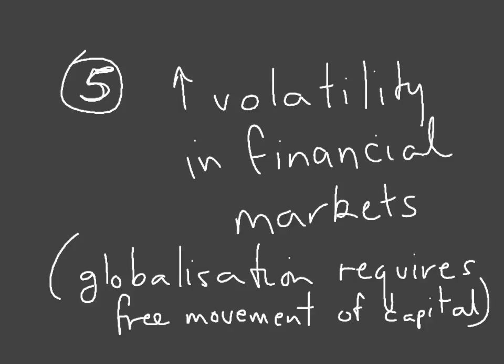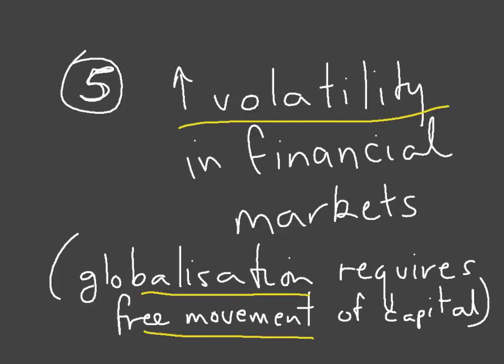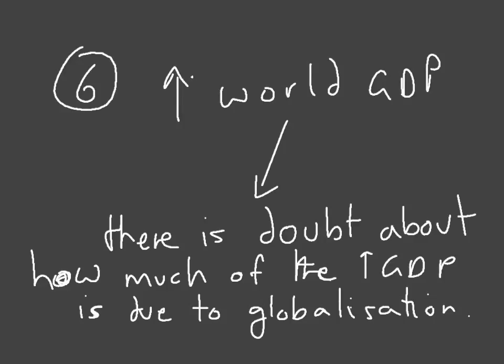Number 5, the fifth characteristic of globalization is probably an increased volatility in financial markets. Here we mean stock markets, bond markets, even currency markets. And this is because globalization involves the free movement of financial capital. Money has to move freely around the world if world trade is to be truly liberated. And so this free movement of money creates very rapid flows of hot money across national borders, which contributes to a greater volatility in financial markets.